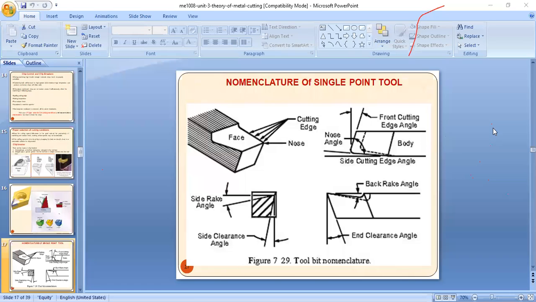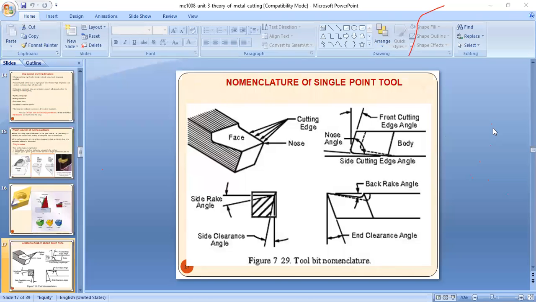So we have that also, that is the end clearance angle and the side clearance angle. Sometimes the end clearance angle in some of the textbooks is known as the front clearance angle, and the side clearance angle is also known as the side relief angle. The side relief angle, you can just see in the diagram, prevents the side or flank of the tool from rubbing against the workpiece. That's why the side clearance angle is provided.